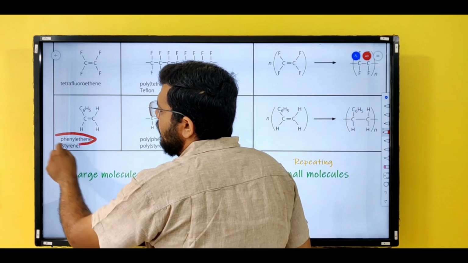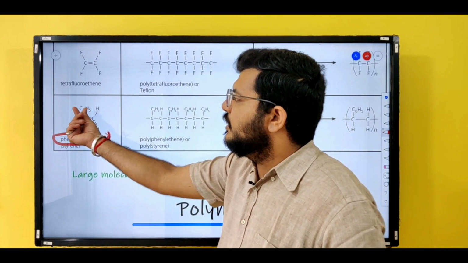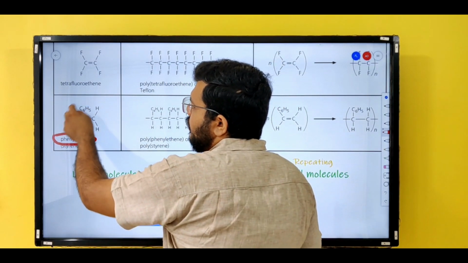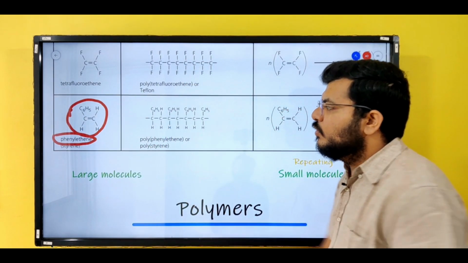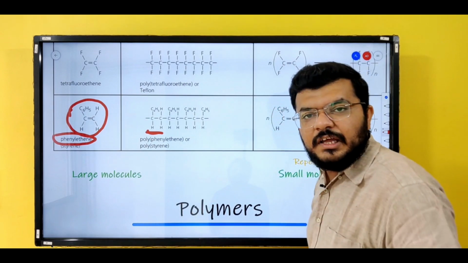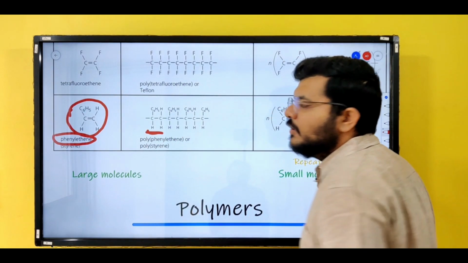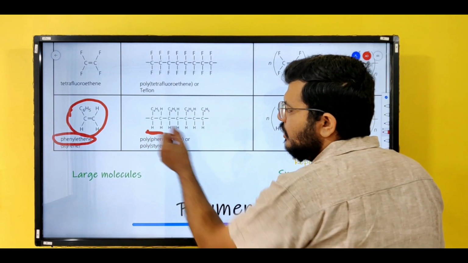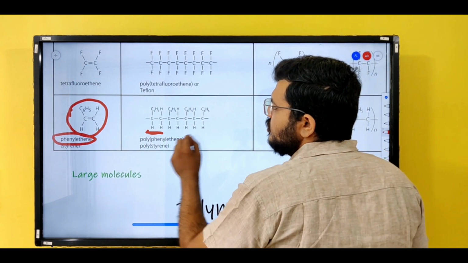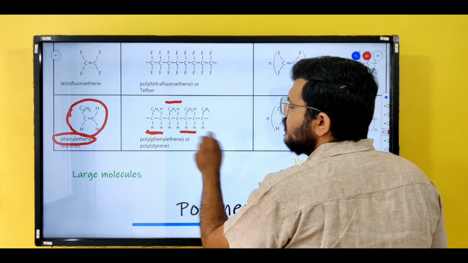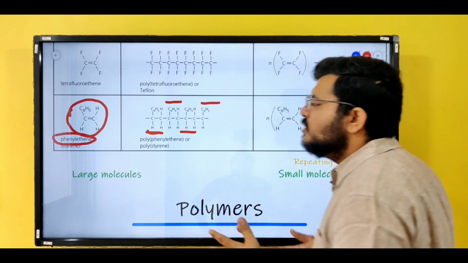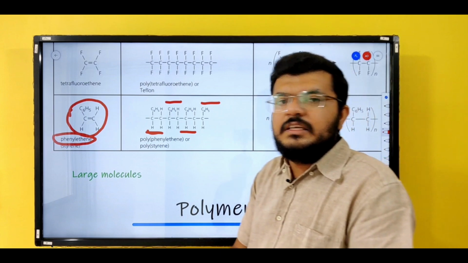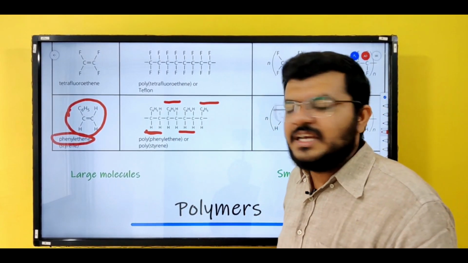This is phenylethene, okay? It has a phenyl group with ethene, right? When this is repeated over and over, the double bond between the two carbons does not exist in the polymer, right? So this is one molecule, this is another, this is a third, and there will be a fourth, fifth, sixth, seventh. There may be 10,000 molecules of phenylethene. This polymer is known as polystyrene.